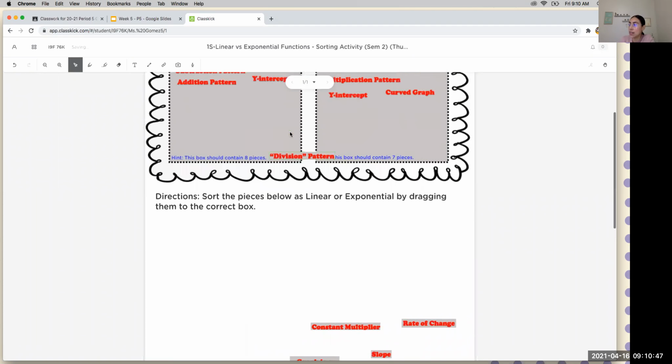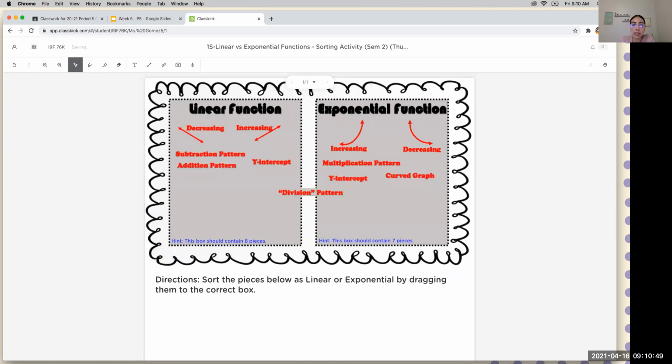All right, next one, division pattern. Thumbs up linear, clap exponential. Division, and we're saying division because we know it should be, yes, good job. Exponential. So we're saying division pattern because we know we have to switch that division pattern to a fraction.